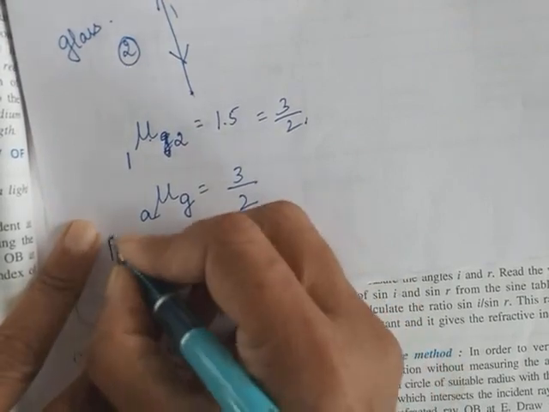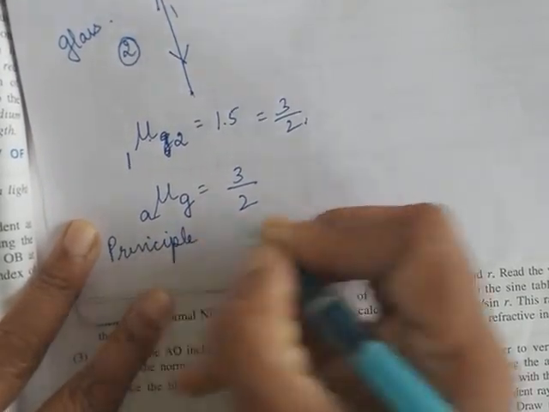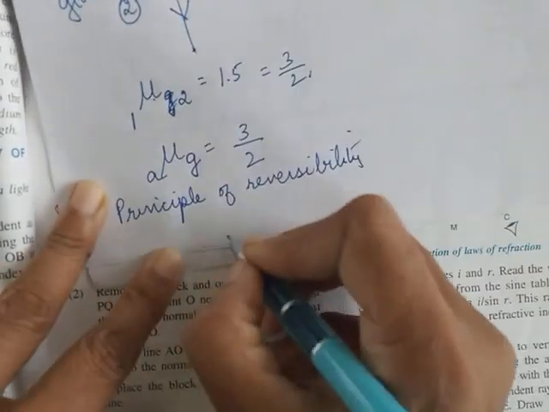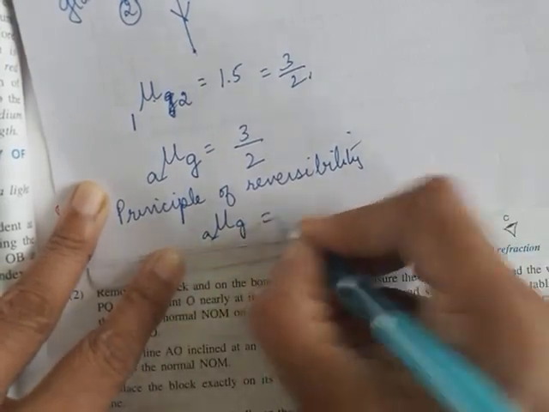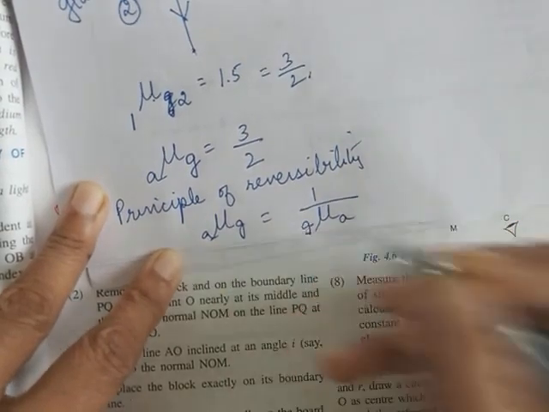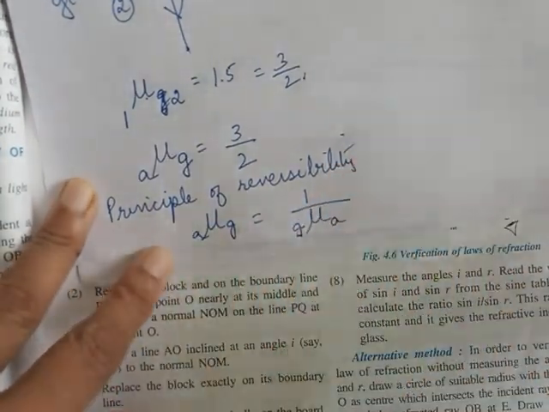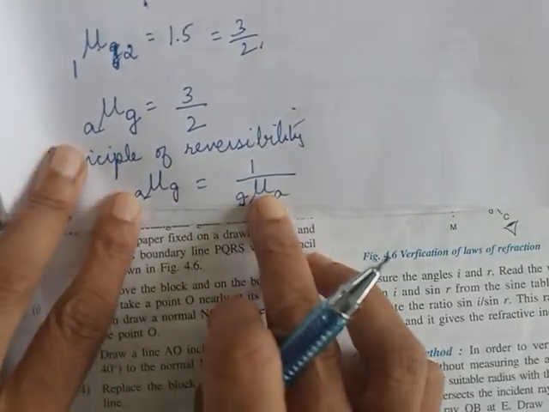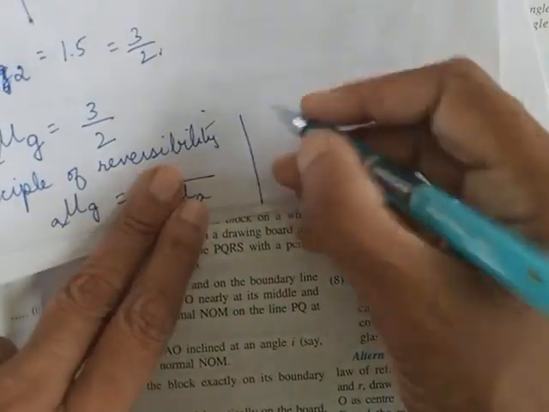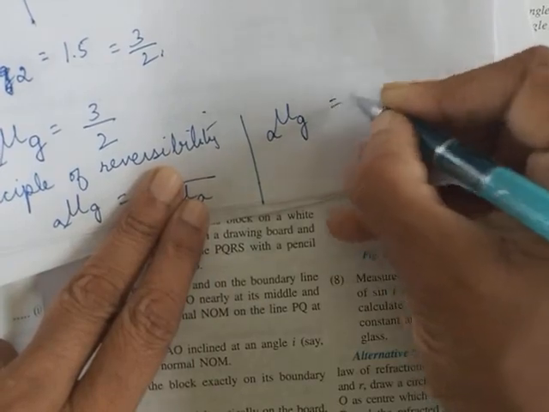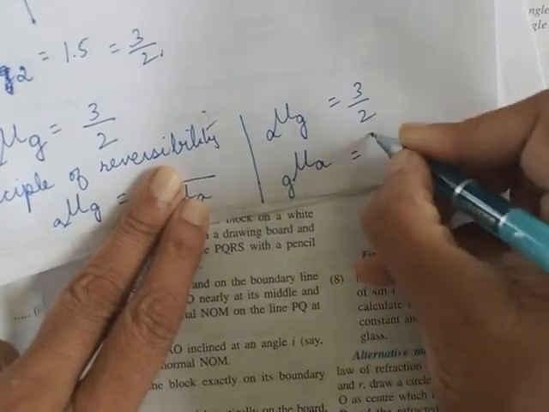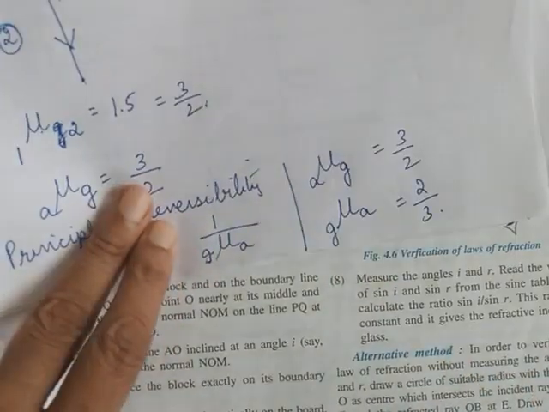There is one principle called the principle of reversibility. According to this principle, the refractive index of glass with respect to air will be 1 upon the refractive index of air with respect to glass. They both are inverse, 1 upon the other one. So if the refractive index of glass with respect to air is 3 by 2, then I can conclude the refractive index of air with respect to glass will be 2 by 3.